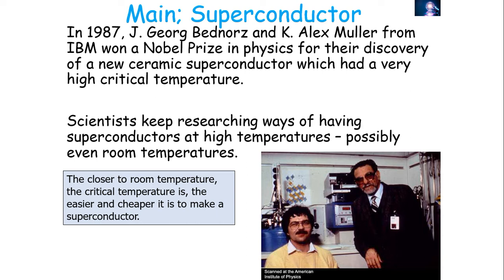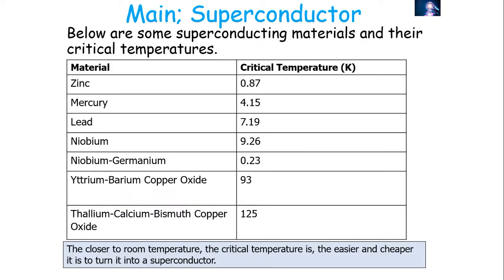even close to room temperature, because the closer the critical temperature is to room temperature, the easier and cheaper it is to make a superconductor. So here are some examples of some superconductor materials and their critical temperatures. And just remember, the closer to room temperature the critical temperature is, the easier and cheaper it is to turn into a superconductor. So while zinc has a very low critical temperature, it's hard to make it into a superconductor.